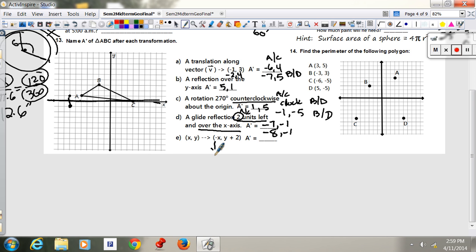This right here is a reflection on the x-axis. And then this tells you what to do after that for the up and down. That's an up and down movement. That's going to be an up 2 units. So the first thing we want to do is reflect it on the x-axis, which brings it down to here. We fold it on the x-axis, it brings it down to here.